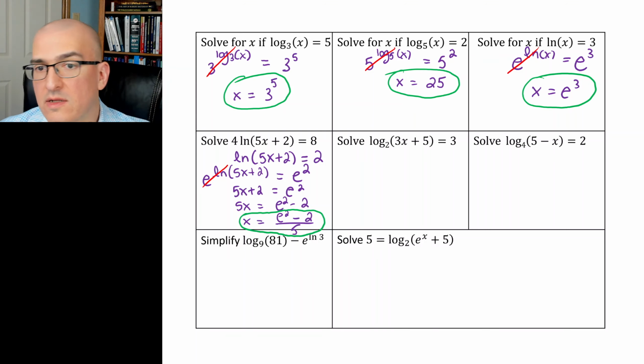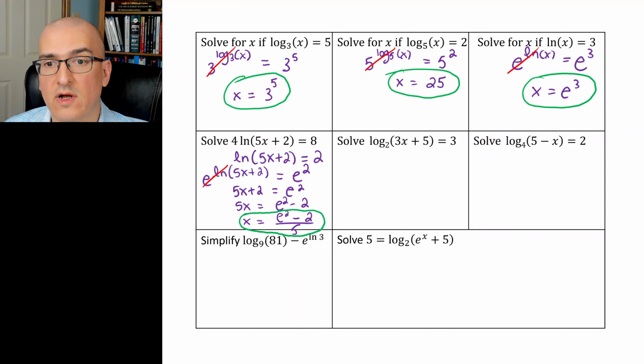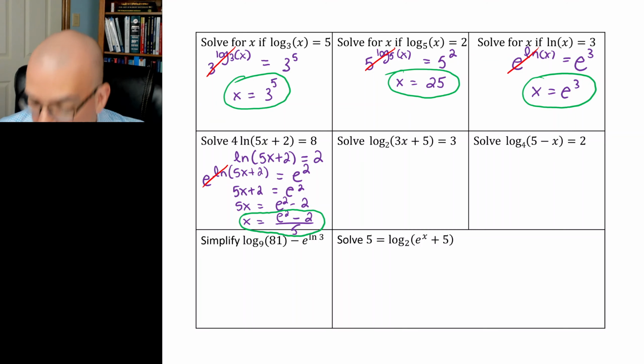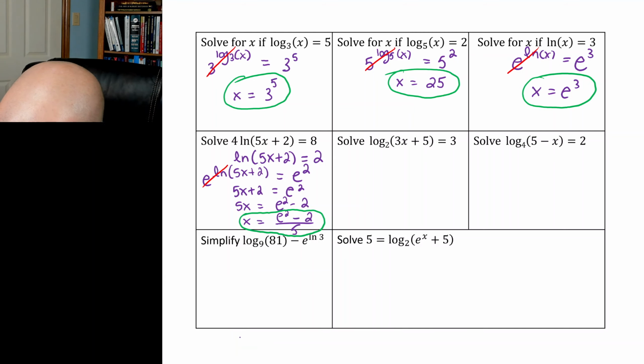Okay, then the one in the middle, we can go directly to exponentiation because there's no constant in front of the log. There's no manipulation being done to the log function. It's just a log of something. So I'm going to exponentiate, raise both sides as powers on 2.